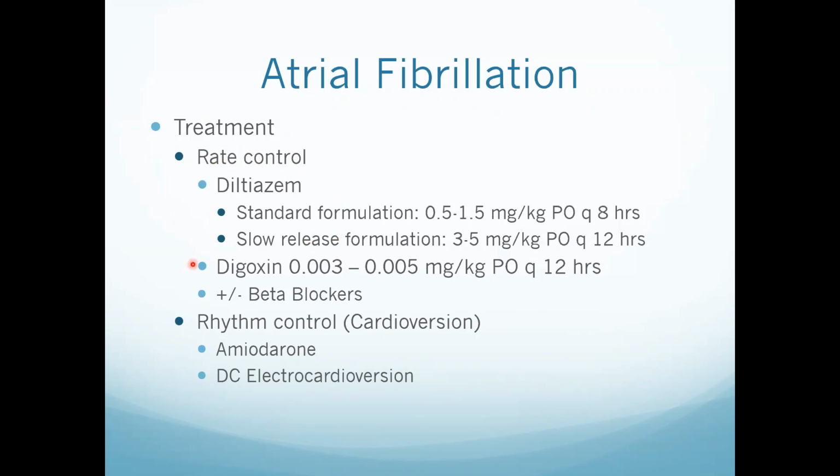You can use digoxin, is quite good for this. And a combination of the two is also quite good, and you can reduce your dose of each drug. That kind of have a little bit of a synergistic effect. You can also consider beta blockers for atrial fibrillation, although usually we'd leave those as a last-ditch effort.